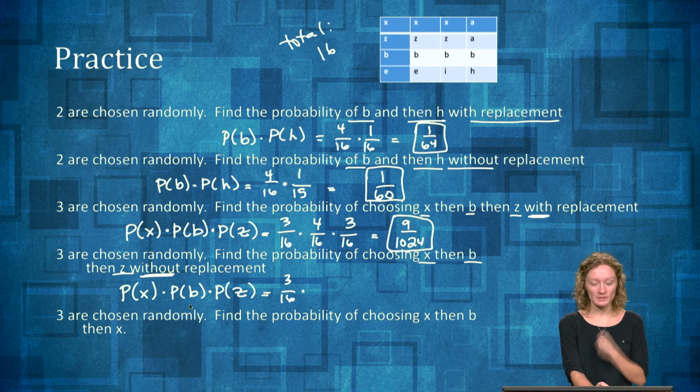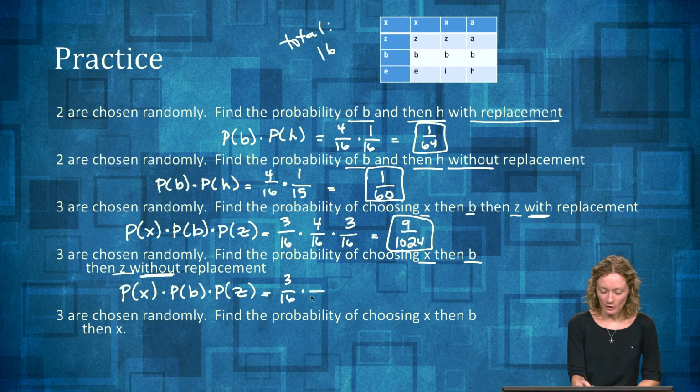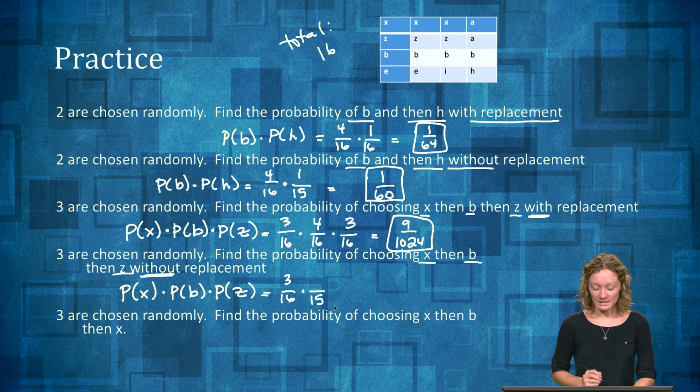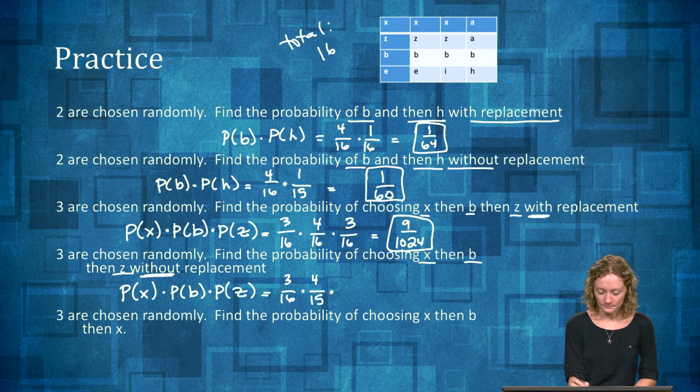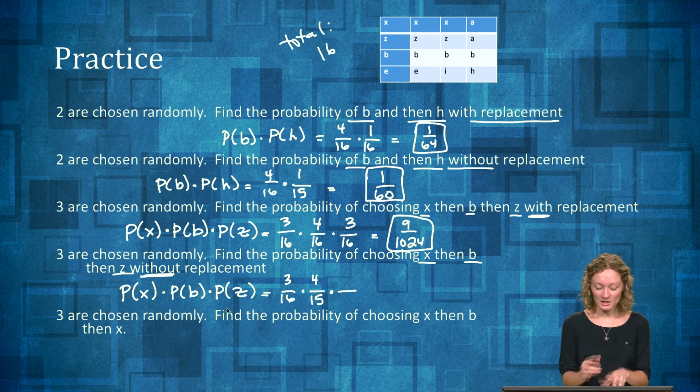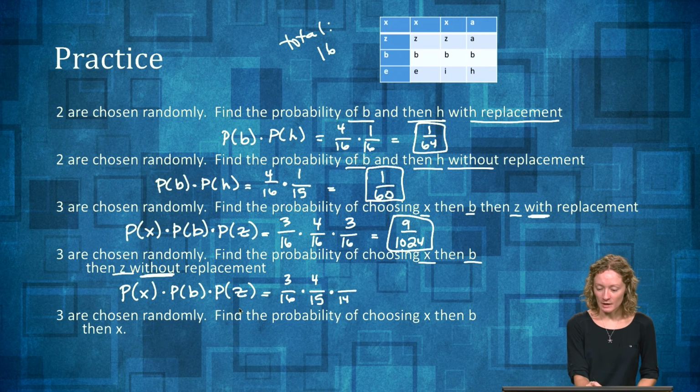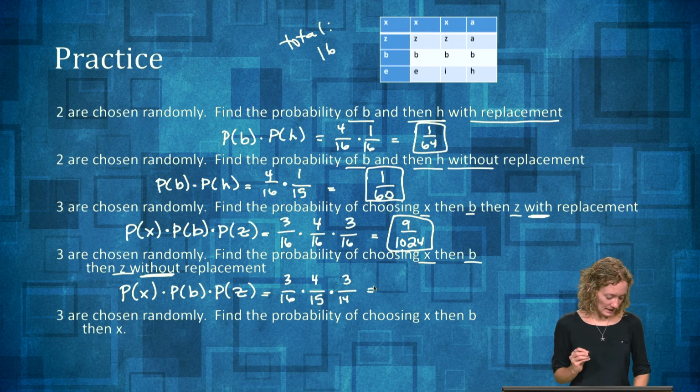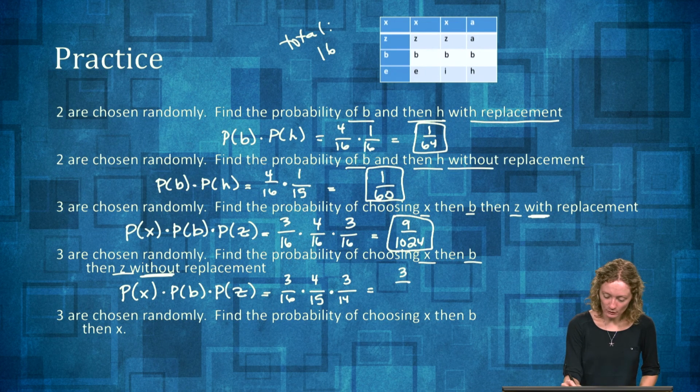So our next choice, we're looking for a B. There are only 15 left. Of the 15, how many are a B? There are 4. And on our third selection, we're keeping the X and the B that we pulled, so there's only 14 left. How many of them are a Z? And it's 3. Multiply and simplify, we get 3 over 280.